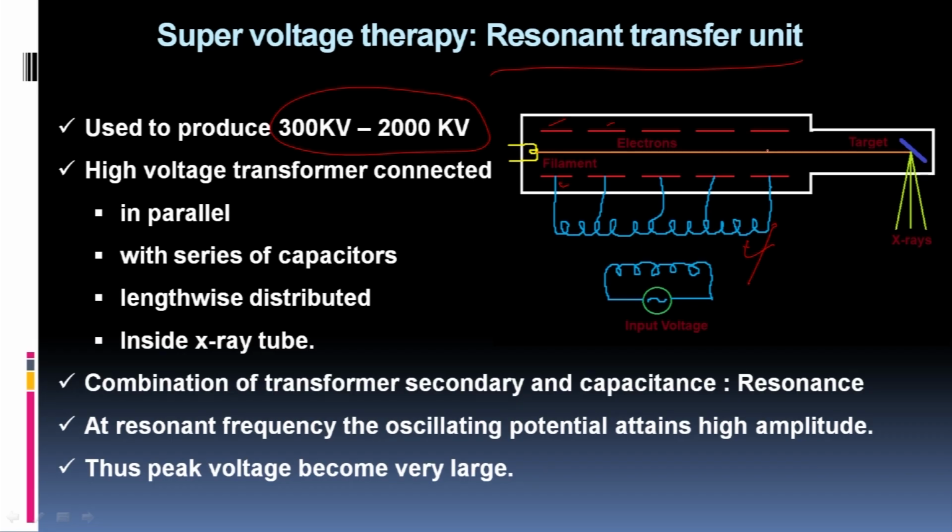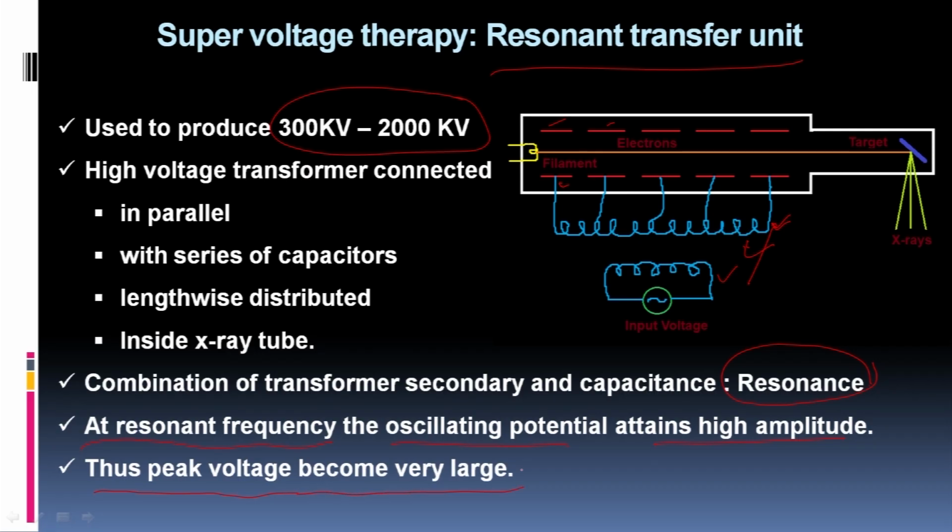Now the combination of transformer secondary, and this is the transformer primary. The transformer secondary and the capacitor in parallel create the resonance. At resonant frequency, the oscillating potential attains high amplitudes, and thus we get a higher peak voltage, and this peak voltage becomes very large.